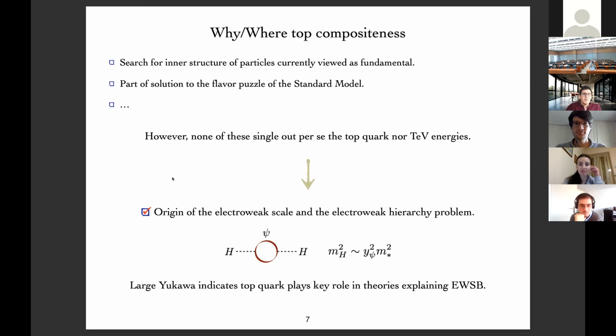However, let me note that none of these ideas single out per se the top quark, nor the fact that we should find it composite at TeV energies. So from my point of view, the best motivation for this is the origin of the electroweak scale, something that can be intuitively understood just by the fact that since the top is the heaviest, it is the one most sensitive to whatever dynamics solves the electroweak hierarchy problem.